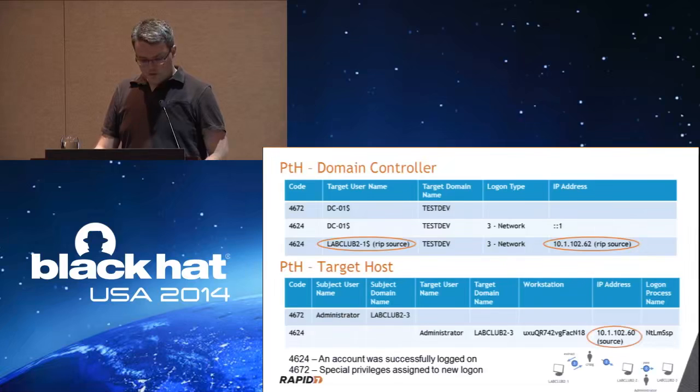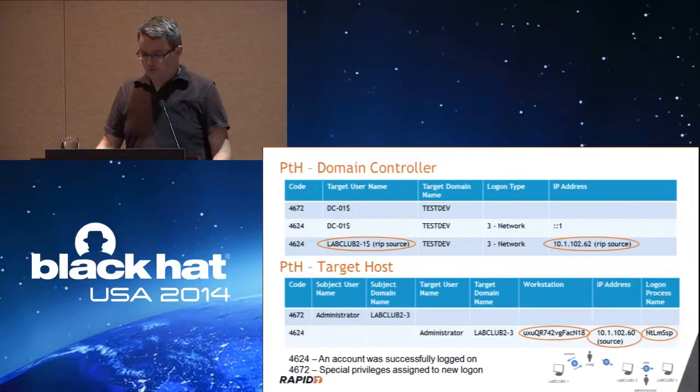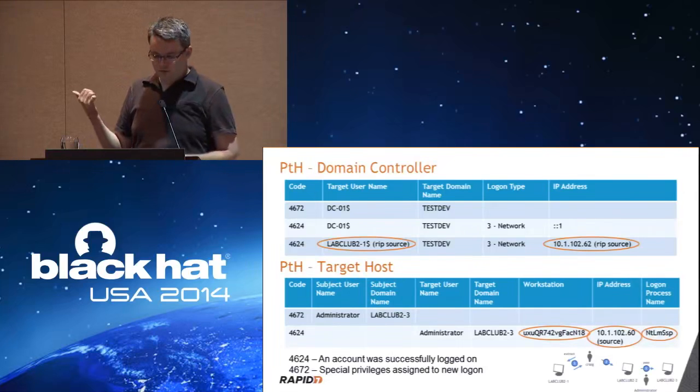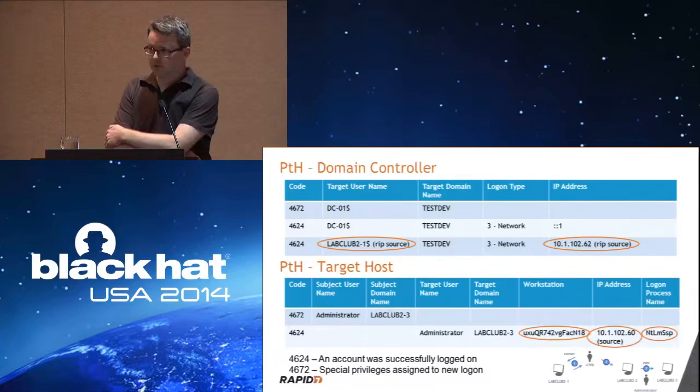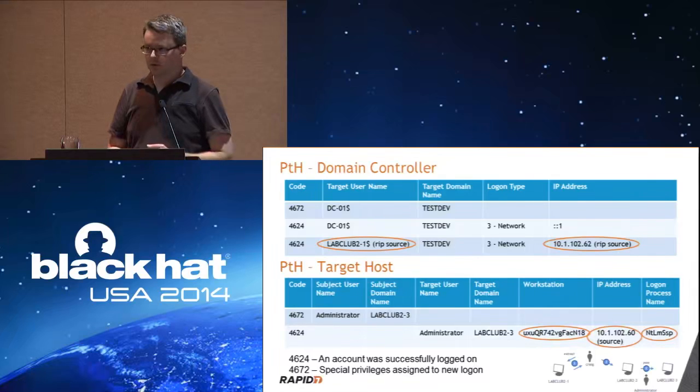On the target system, there's a log indicating that there was an authentication from the source system. And there's also a suspiciously randomly generated workstation name that's provided by Metasploit by default. You also see that the login process name is NTLM-SSP, which is the authentication that is used for authenticating to the Samba share. Also noteworthy in this scenario is that when the pass the hash actually occurred, Metasploit used its own implementation of the SMB protocol, so no events related to this login were left on the source machine at all.